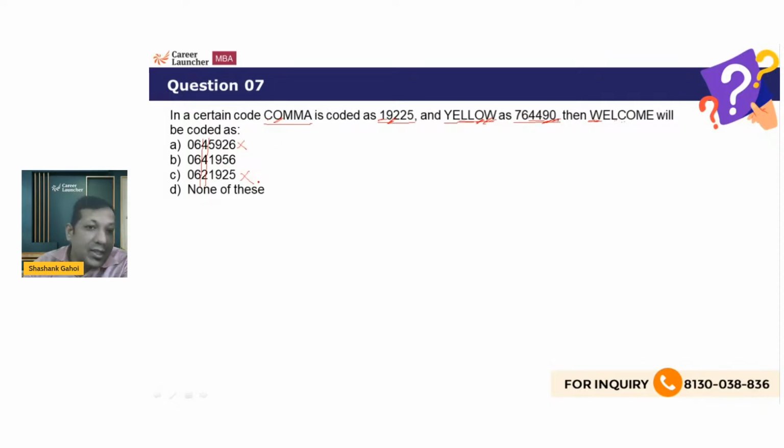Now, in this question, actually, I need to check because there is a fourth option called none of these. So I actually need to check. Okay, so after C, I got O. O is 9, fair point. Then M, E. M is what? 2. That's not there. So it means option B is rejected. A is rejected. C is rejected. So the answer of this question is going to be none of these.